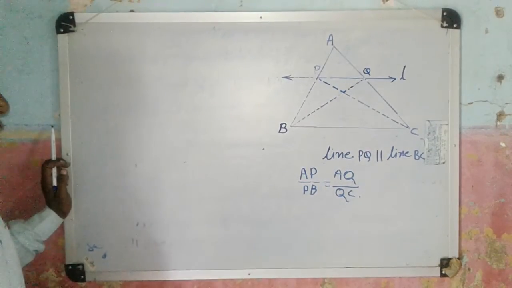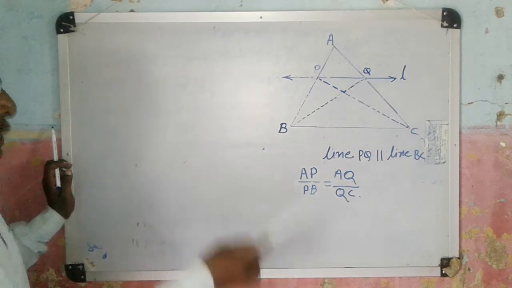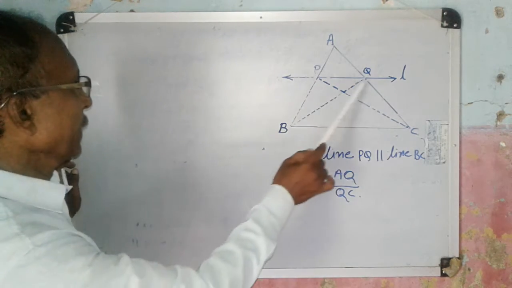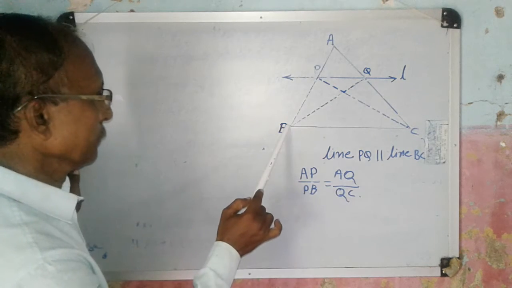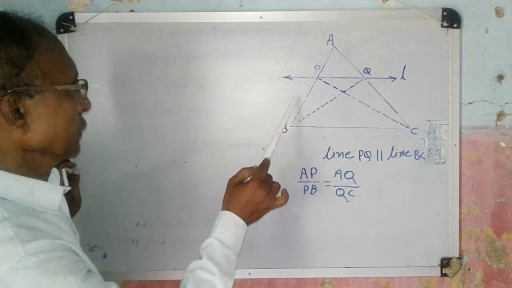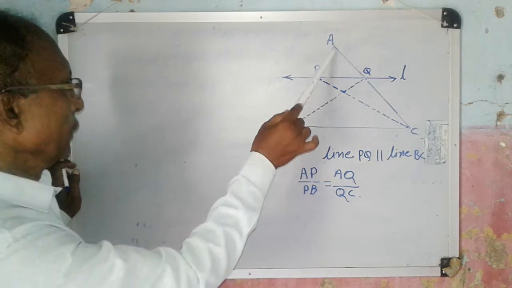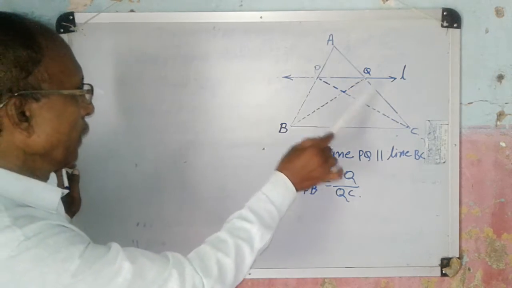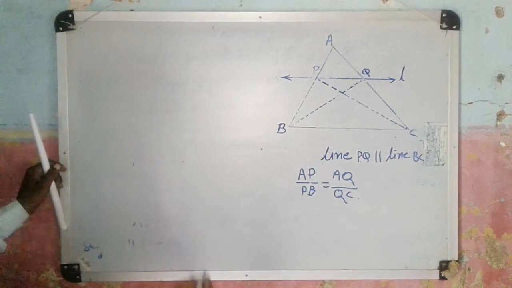Now, in the figure there may be different situations. Now here in this situation, this line L, that means line PQ, is parallel to side BC. So, if the situation is like this, then we can write the ratios like this. That means AP upon PB is equal to AQ upon QC. Now, there may be another situation.